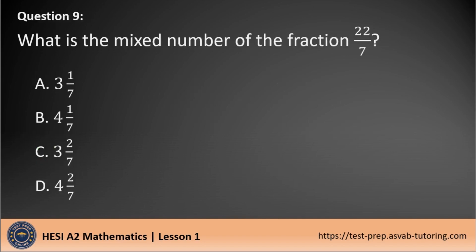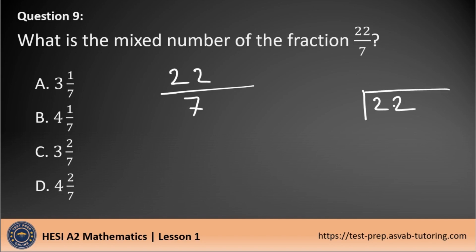So let's go to question number 9. So what is the mixed number of the fraction 22 divided by 7? So first write down 22 divided by 7. So here 22 divided by 7. Here 3 times 7 equals 21, and 22 minus 21 equals 1.